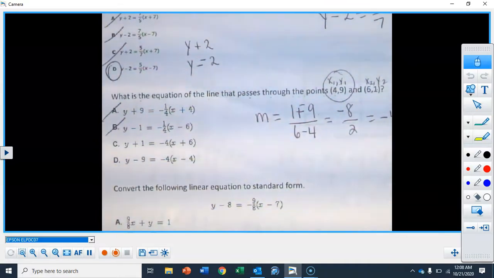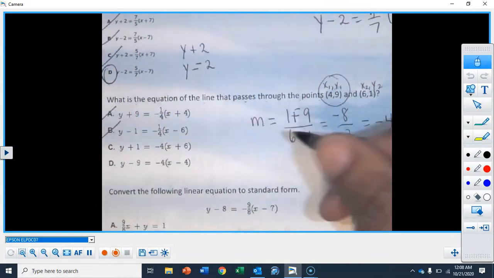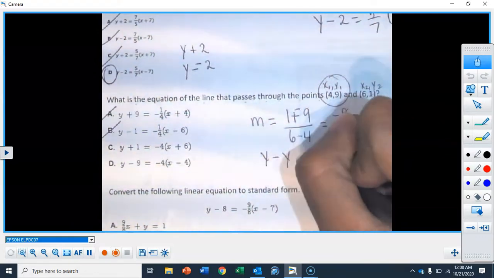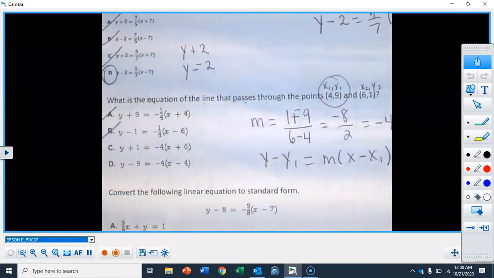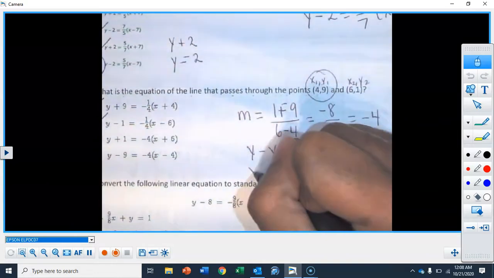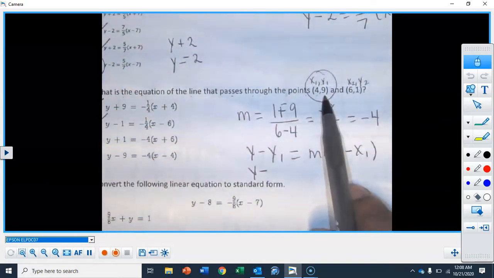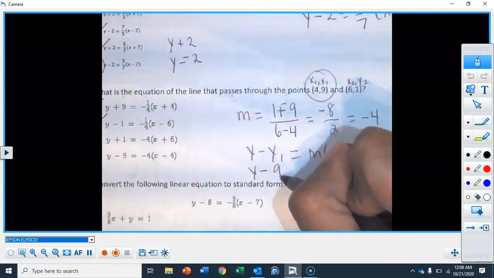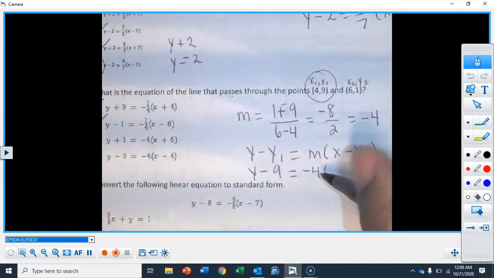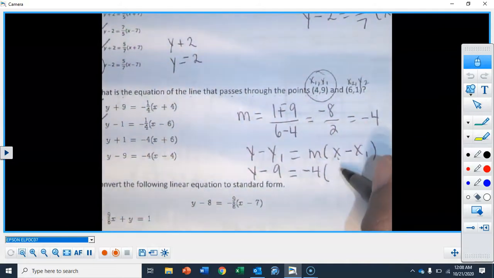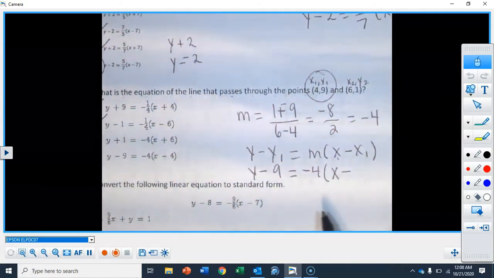Okay, so what I'm going to go ahead and do is write my point slope formula at the top of the page. y minus y1 is equal to m times x minus x1. So carefully I do y minus, my y1 is positive 9. And then my m was a negative 4, open parentheses. Don't plug anything in for this first x. Put your subtraction, and your x1 was a 4.